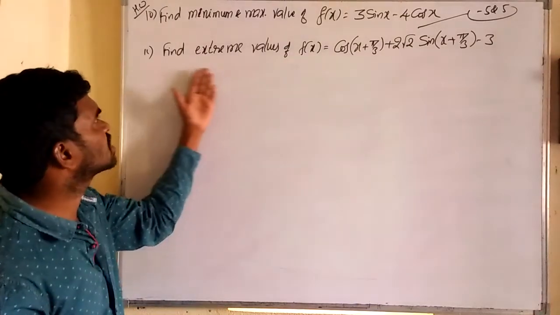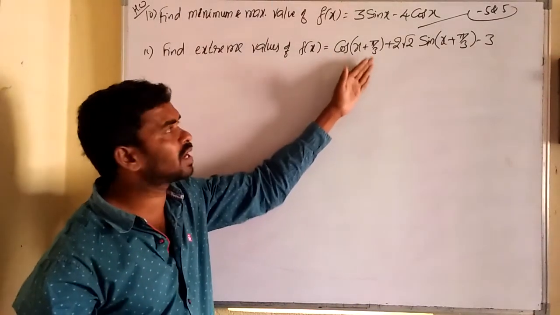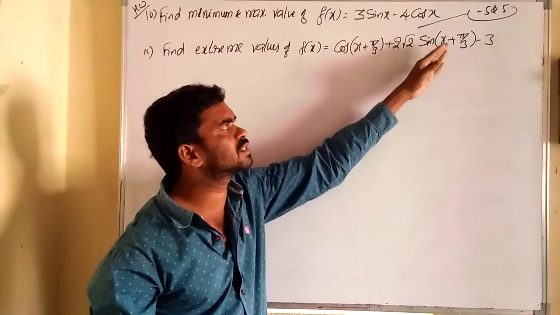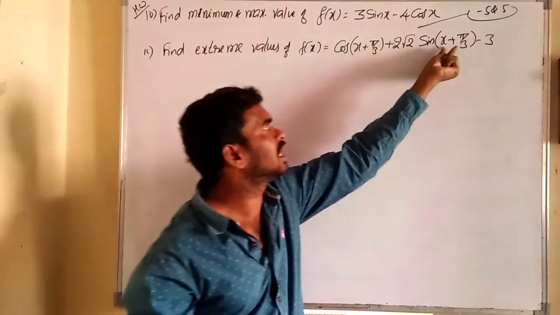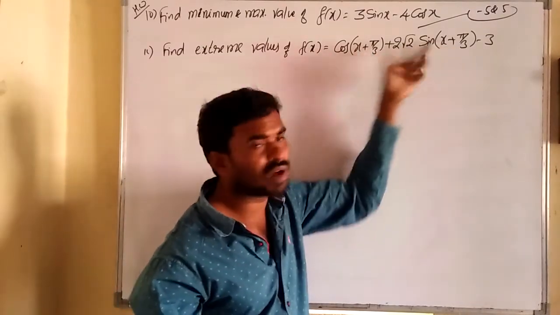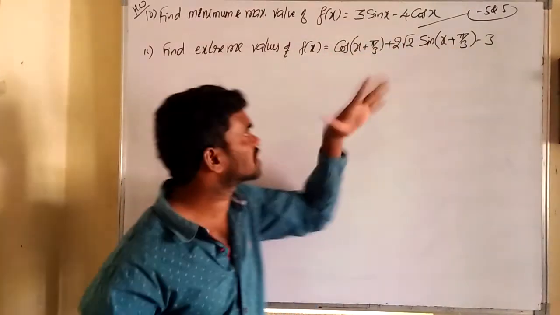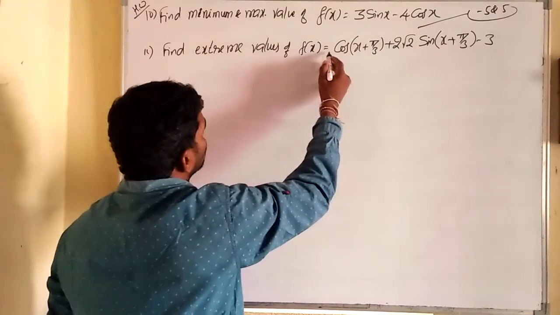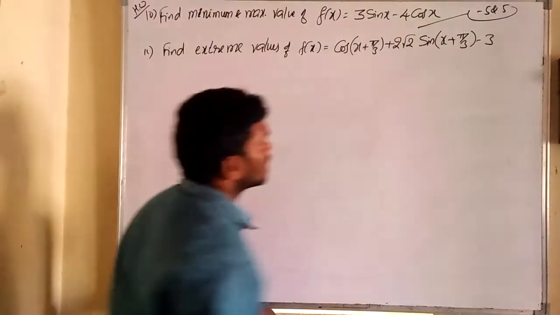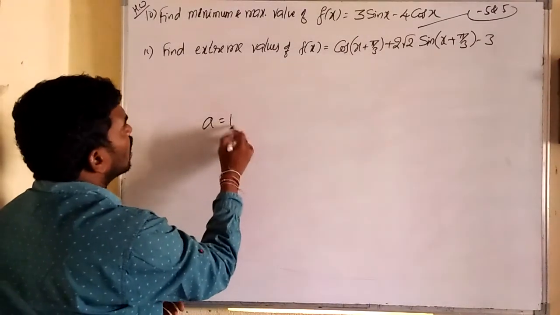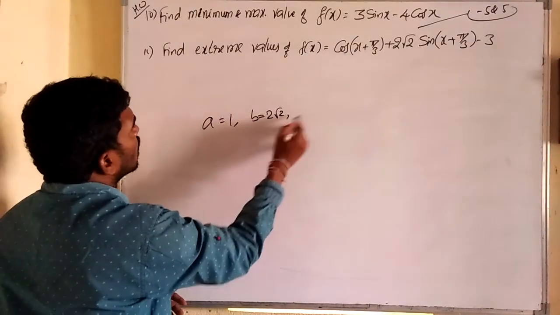Next, find the extreme values of f of x is equal to cos of x plus pi by 3 plus 2 root 2 sin of x plus pi by 3 minus 3. Okay, just now I told you, don't think about this angle. You just check whether both are the same or not. Yes, both are the same, so just leave it. What is the cos coefficient? 1. What is the sin coefficient? 2 root 2. What is the constant? Minus 3. So we get a value 1, b value 2 root 2 and c value minus 3.